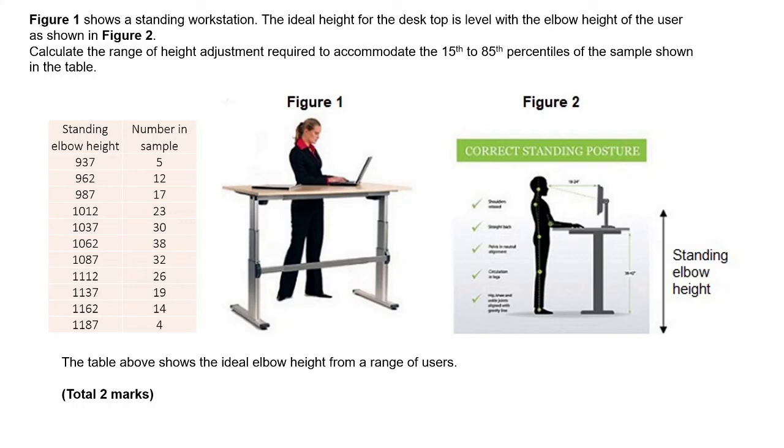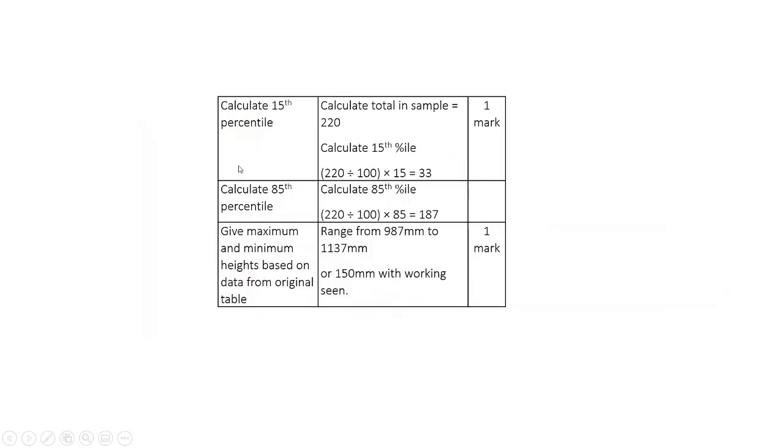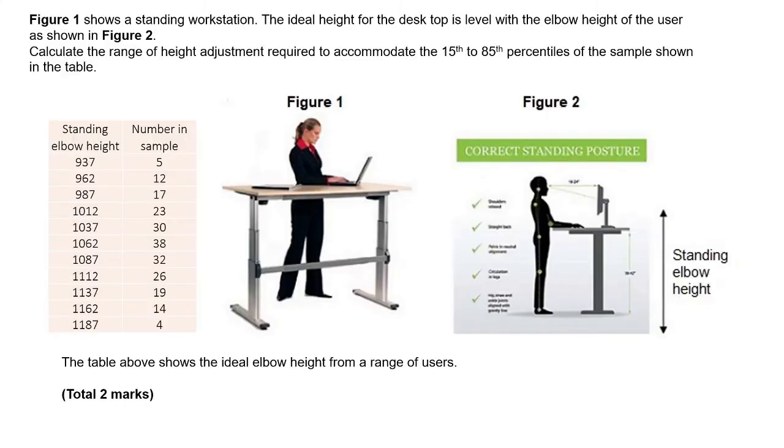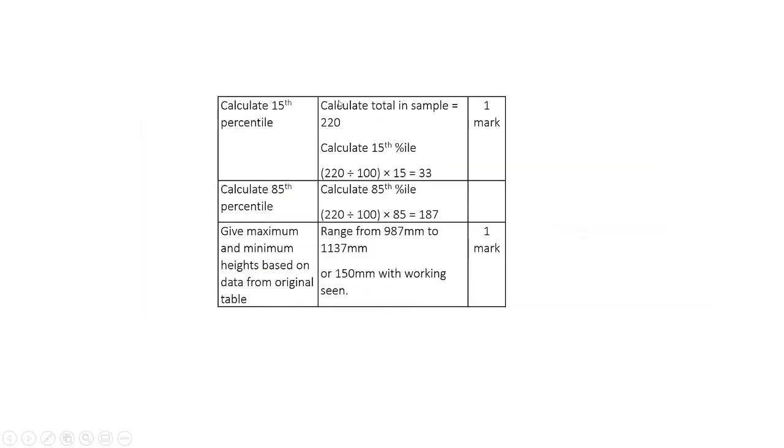Okay, so 2 marks. So this is lifted from a paper from 2 years ago, I think. So it's showing you ideal heights, it's showing you the elbow height and the percentile, or the number of people in the sample. Okay, so I'm going to flip flop between the two. So calculate the 15th percentile. So first of all, calculate the total in the sample. So add up everyone that is in the sample. So that gives us a total of 200.